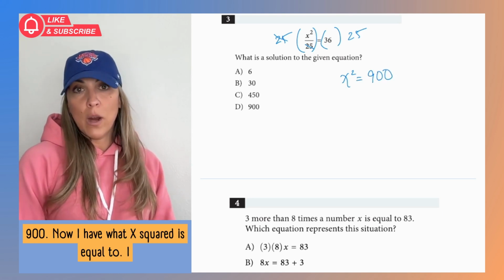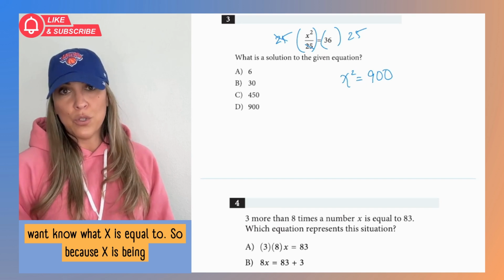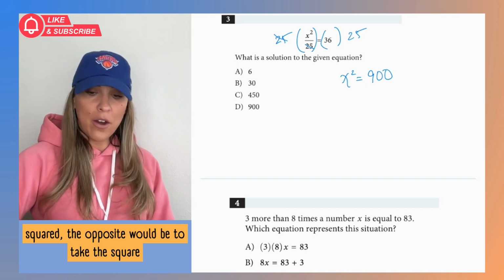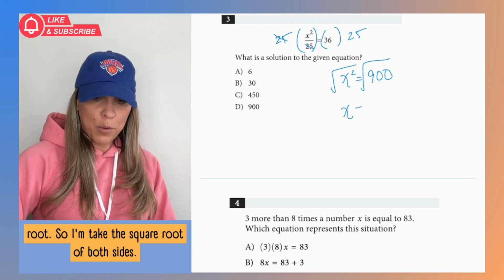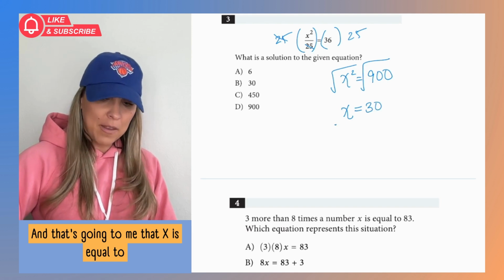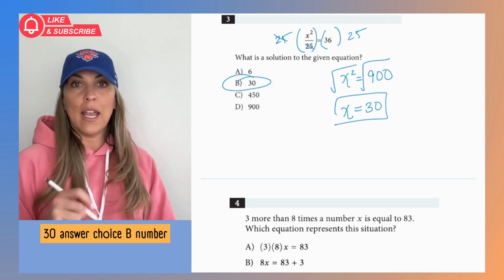Now I have what x squared is equal to. I want to know what x is equal to. Because x is being squared, the opposite would be to take the square root. So I'm going to take the square root of both sides, and that's going to give me that x is equal to 30. Answer choice B.